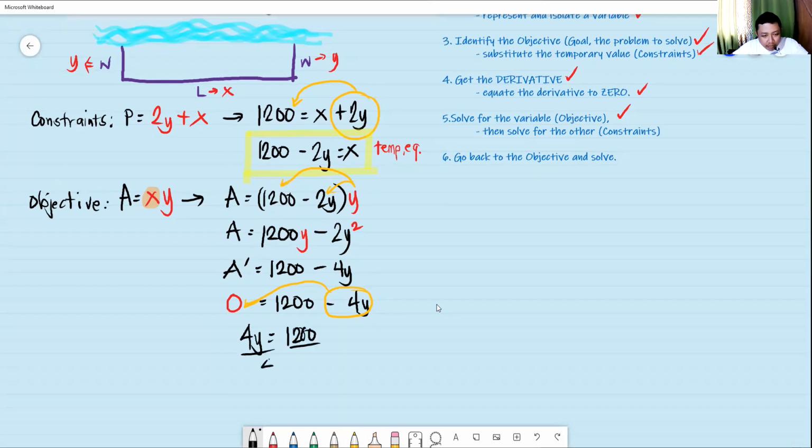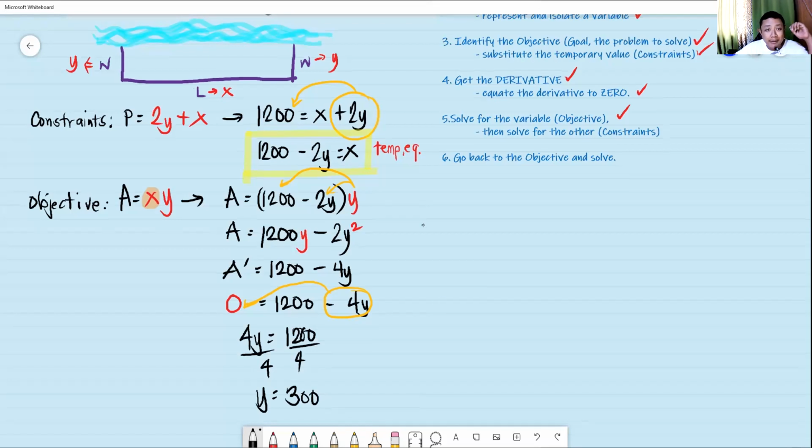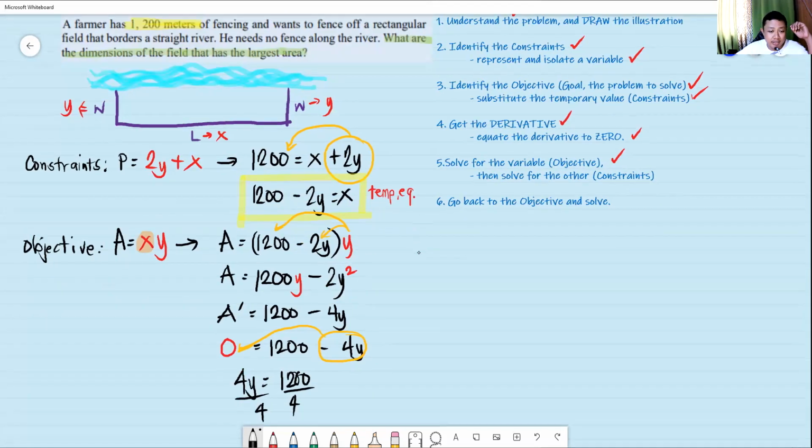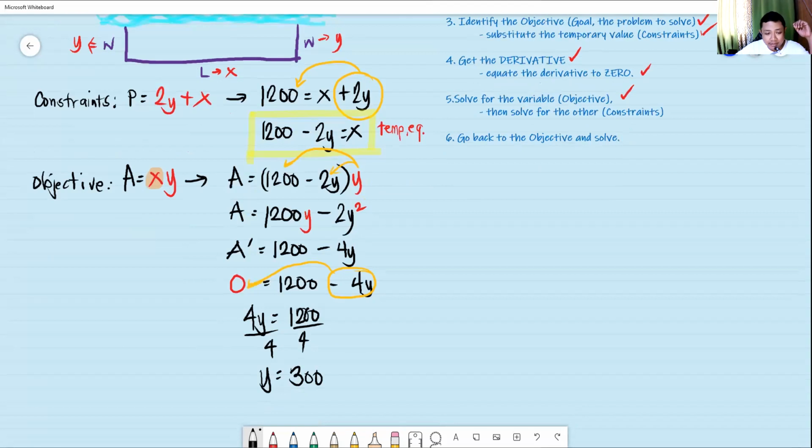Divide both sides by 4. So y will be equal to 300. Wow, 300 what? Don't forget your unit of measurement. Our unit of measurement is meters. So therefore, that becomes 300 meters. Very good. Let that be your value for y.